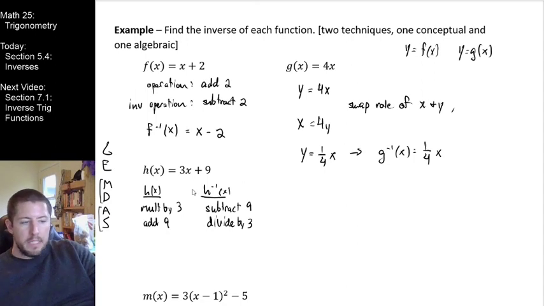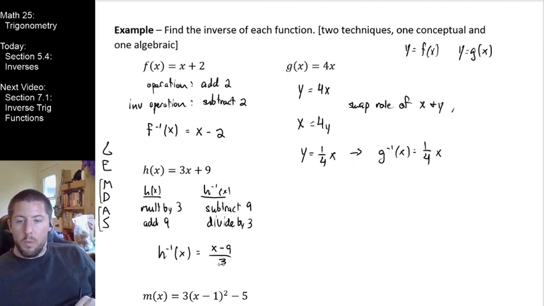So it seems to me, based on my verbal setup, that my h inverse of x is going to say, what happens to x first? First, we're going to take x and we're going to subtract 9 from it. Then we're going to take the result from that and we're going to divide it by 3. That seems to be what my h inverse of x expression should be.